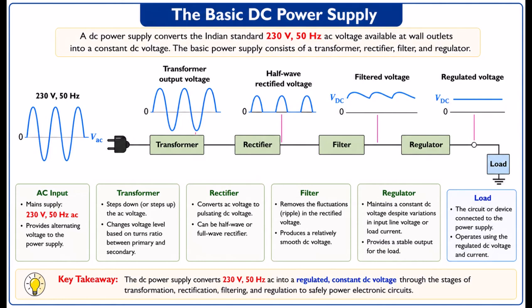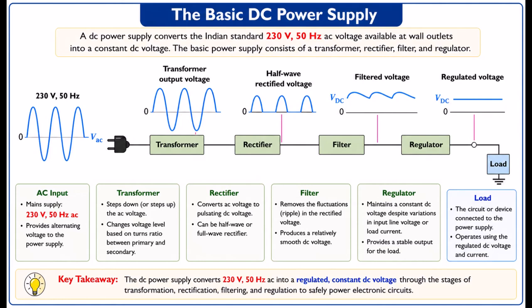As a result, the voltage no longer changes polarity. However, it is still not a smooth or constant DC voltage. It consists of a series of positive pulses separated by gaps. The rectifier may be a half-wave rectifier or a full-wave rectifier. A full-wave rectifier uses both half cycles of the AC input and therefore produces a more continuous pulsating output. This makes filtering easier and improves the utilization of the input waveform.